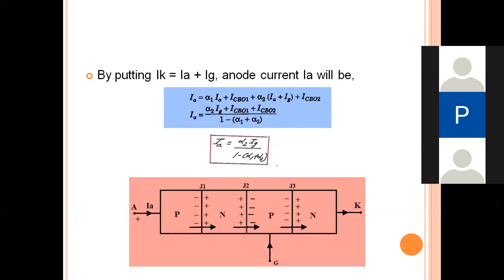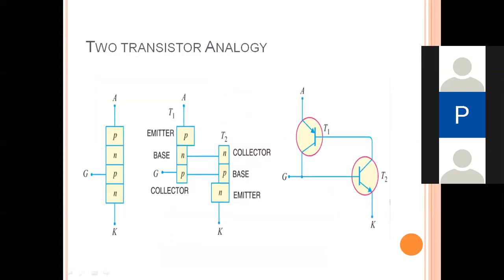Let me repeat once again. In the case of this two transistor analogy, you are simply going to split the inner two layers of the transistor such that three layers are formed, forming one PNP transistor and the other NPN transistor. The schematic representation, the circuit representation for this, will be like this, having the anode, gate and cathode terminals. Ultimately what we need to find out is the current entering through the circuit, which is the anode current IA. We need to find the expression for this IA.